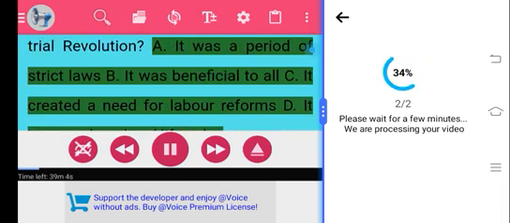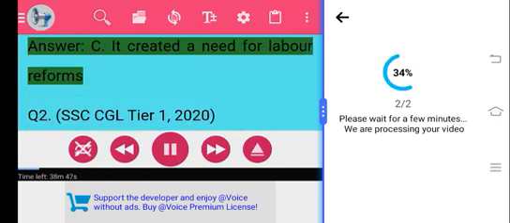A. That it was a period of strict laws. B. It was beneficial to all. C. It created a need for labor reforms. D. It improved workers' lifestyles. Answer: C. It created a need for labor reforms.